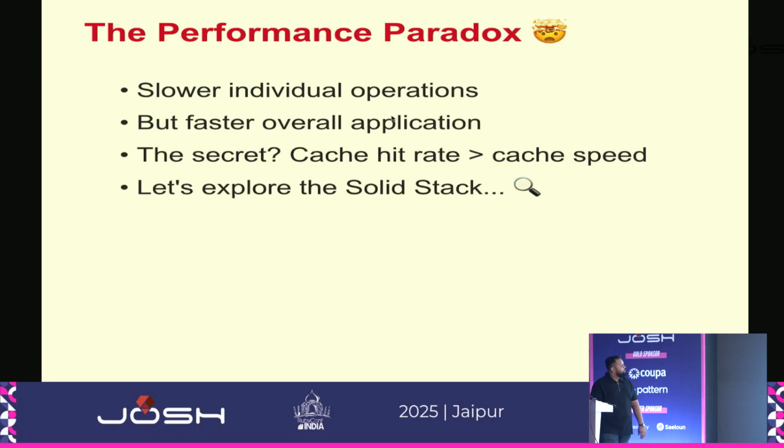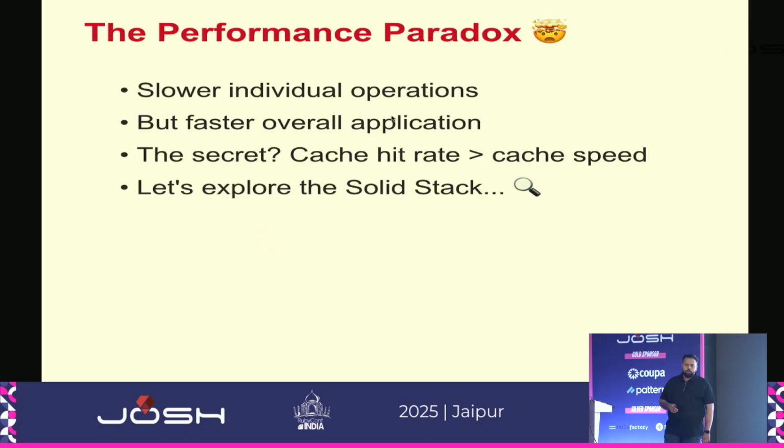So that challenges the whole performance paradox. We thought Redis would be faster, and it would be in most cases. But in some cases, where the application is read heavy and can use the cache well, this comes in handy. So individual operations are slower, but the overall application is faster. The secret here is the cache hit rate being greater than the cache speed.